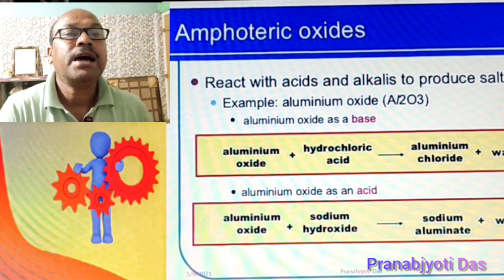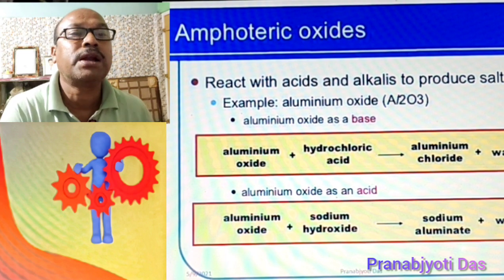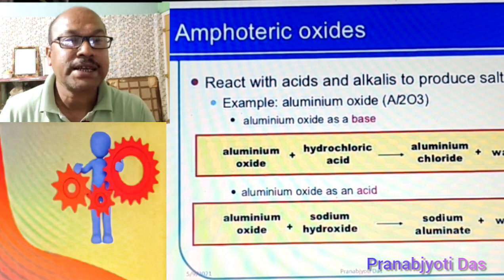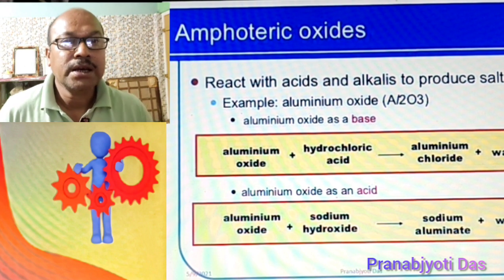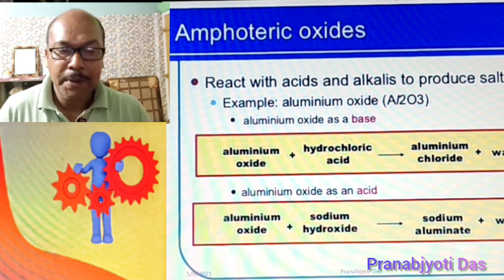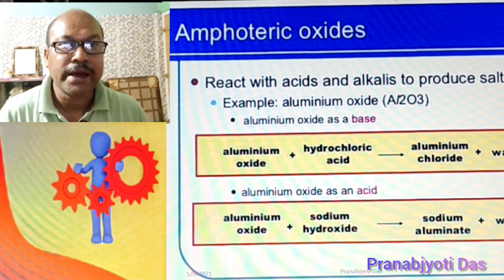This is a base and the result is the same. It is producing salt and water. Now, who produces salt and water with a base? An acid. So this time aluminum oxide is behaving as an acid. So in both these chemical reactions, aluminum oxide in the first reaction is behaving like a base, but in the second reaction it is behaving like an acid. So that is why aluminum oxide is a special kind of oxide, and that is an amphoteric oxide.